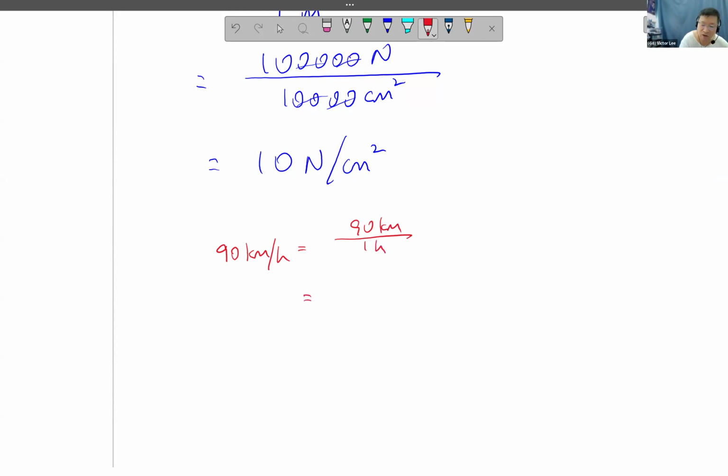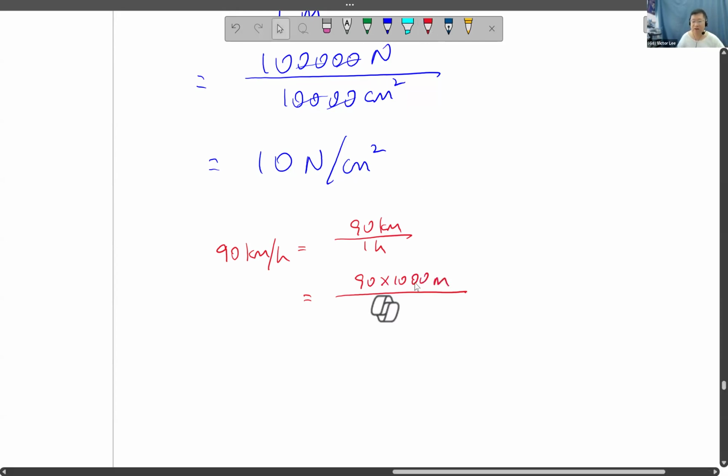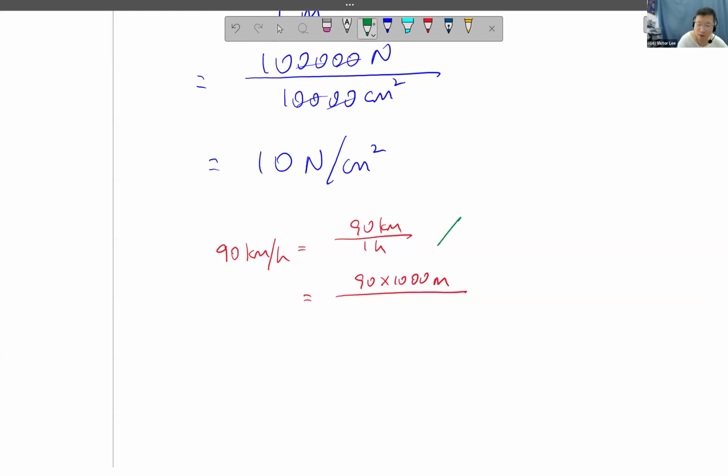And then I want to convert the top and bottom to the other unit, meter per second. So km-wise is 90 multiplied by 1,000. I change to meter because every km is 1,000 meter. Okay, I put a note here. 1 km is equal to 1,000 meter. And then below, I'll change to second. 1 hour equals 60 times 60, equal to 3600 second. So it's turned to 3600 second.